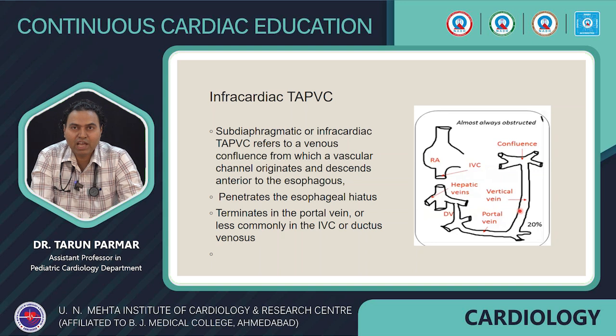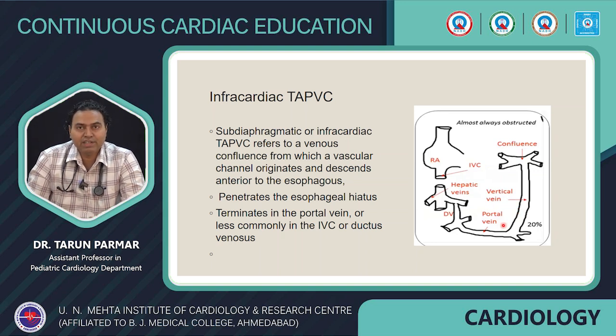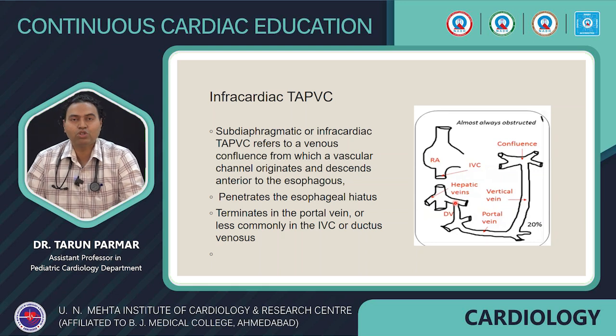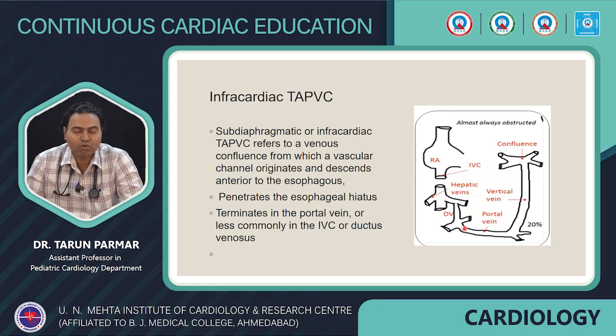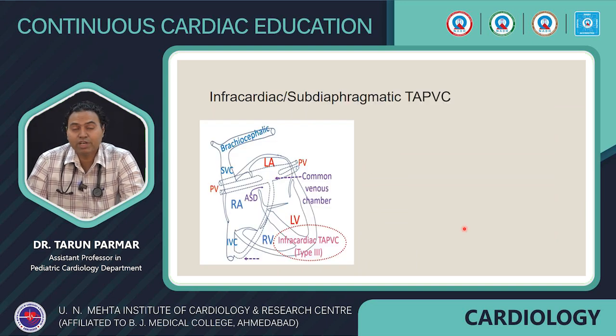It passes through the diaphragm via the esophageal hiatus, and then it drains into the portal vein, or maybe sometimes the hepatic vein, or directly into the IVC. But invariably it goes through the hepatic sinusoid, so almost always that is obstructed. There are other sites of obstruction, like the confluence may be small. There is obstruction in the vertical vein at the diaphragm where it enters the diaphragm, and at the entry point in the portal vein, or it may almost always be obstructed at the hepatic sinusoid level.